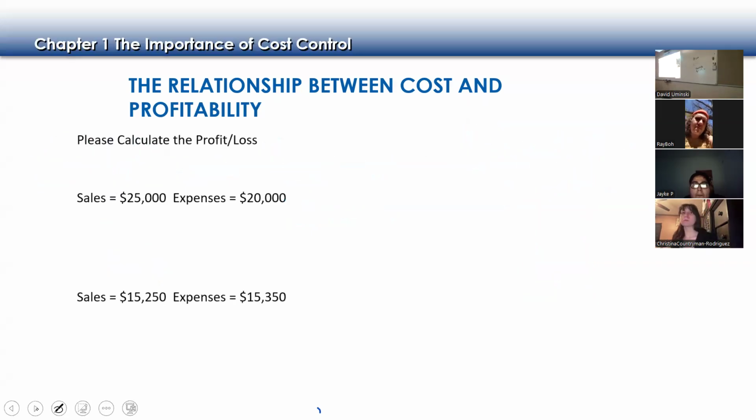All right. So calculate the profit or loss without even doing any math. Is this first question going to be a profit or is it going to be a loss? Why? Because the expenses are lower than the sales. Our expenses are lower than the sales. That means we automatically know we have a profit.